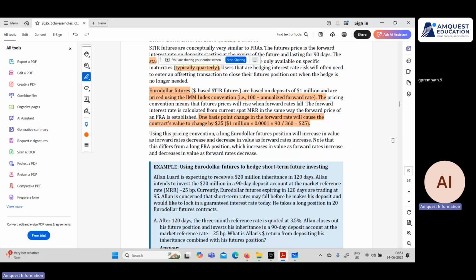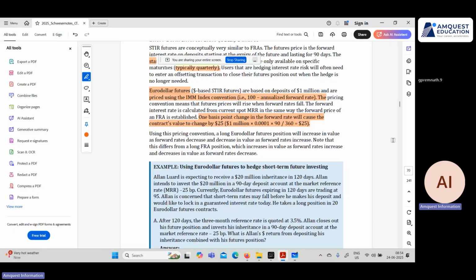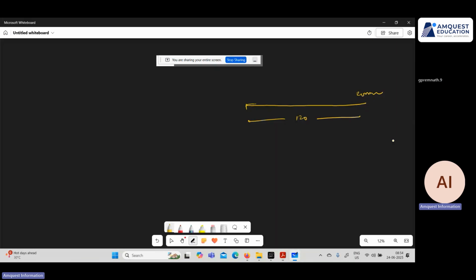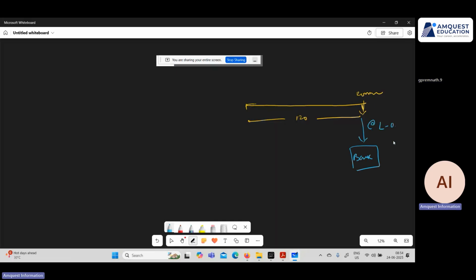So it says Alan Gard is expecting to receive 20 million inheritance in 120 days. Alan intends to invest the 20 million in a 90-day deposit account at a market reference rate of LIBOR minus 25 bips. So basically, assume that he received 20 million, he will then go ahead and invest this in a bank at the rate L minus 0.25 for 90 days. So far, so good?